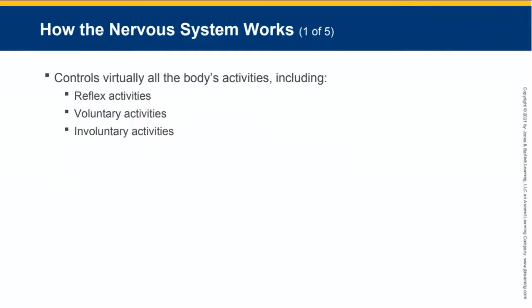How the nervous system works. So it controls virtually all body activities, and these activities include reflex activities. Already explained that. So a reflex activity means it bypasses the brain. It's a movement that needs to occur without brain function. Voluntary activities, these are activities that the brain controls, and involuntary activities, the brain does not directly control those activities.